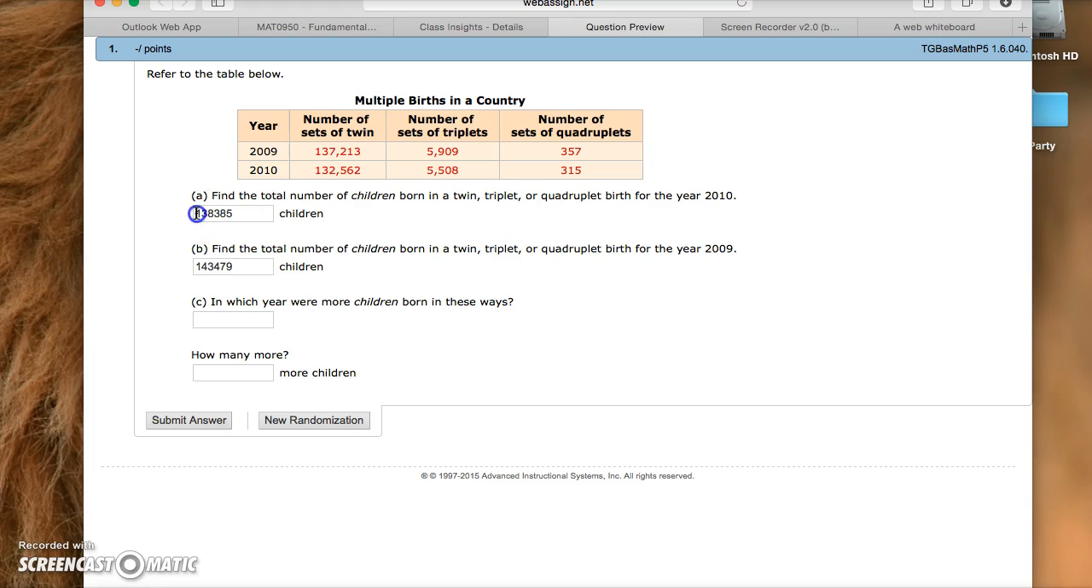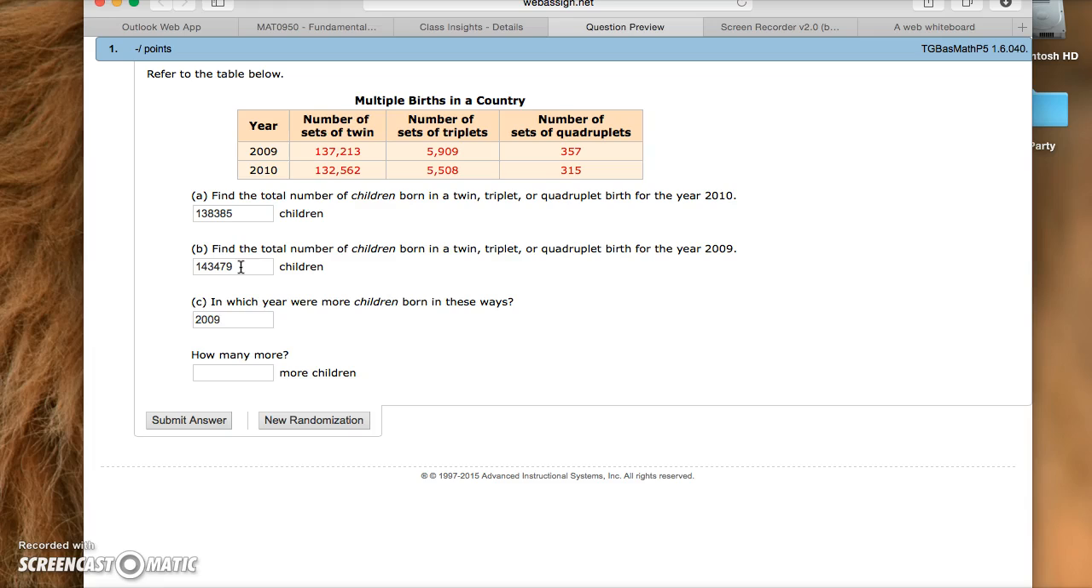Well, we don't have to really look at the entire number. If we want to, we can just look at the number of thousands. So here we have 138,000 children, a little bit more than that. Down here we have 143,000. So which is larger, 138 or 143? Hopefully we said that 143,000 is larger than 138,000. So our answer to part C, correlating to the year 2009, was the larger of the two values. And then finally it says how many more children are born in 2009 than 2010. So now we want to find the difference.